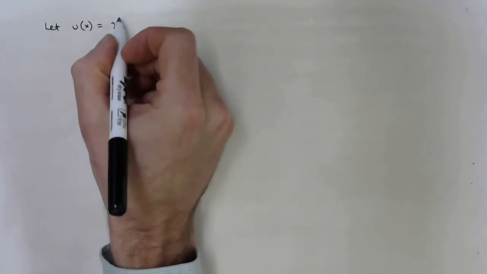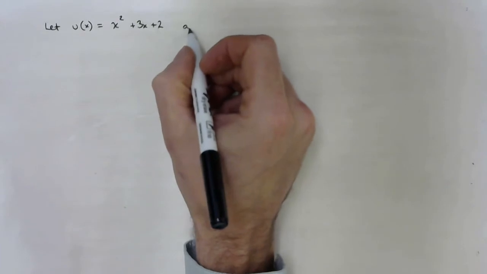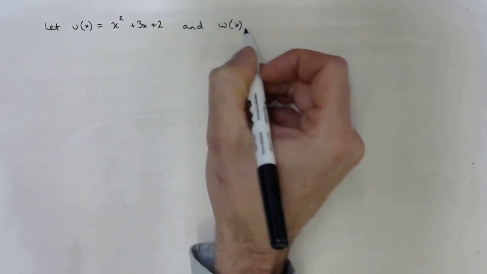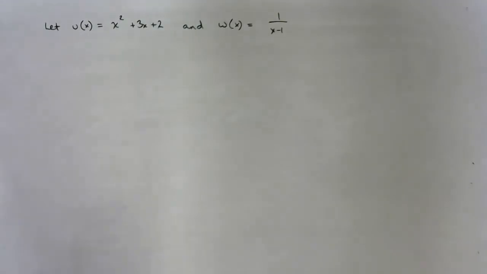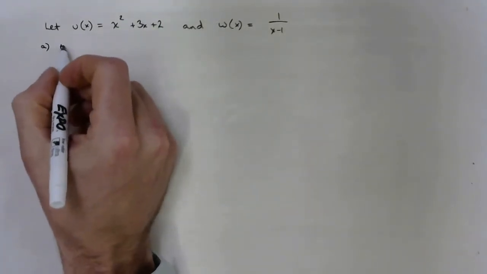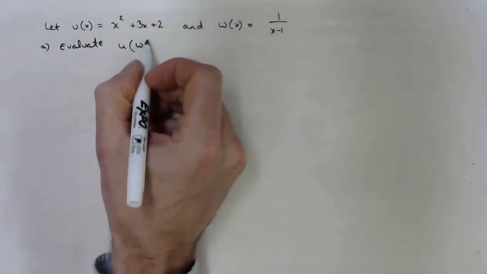Okay, in example 2, we get some more difficult functions to work with, and then we're actually going to be evaluating them when we're given an exact value for x. So we have let u of x equal x squared plus 3x plus 2, and w of x equal 1 over x minus 1. And in A, we're going to evaluate u of w of 2.